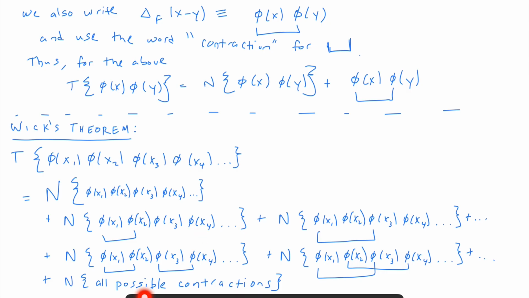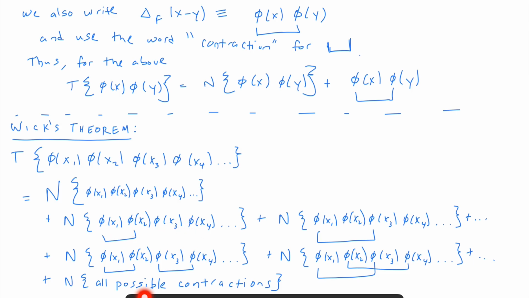These are still operators. But then when I use Wick's theorem, I still have to use the normal ordering for every one of these because these are operators. So this normal ordering still applies to every one of these other operators that are not contracted. But there's more to Wick's theorem.